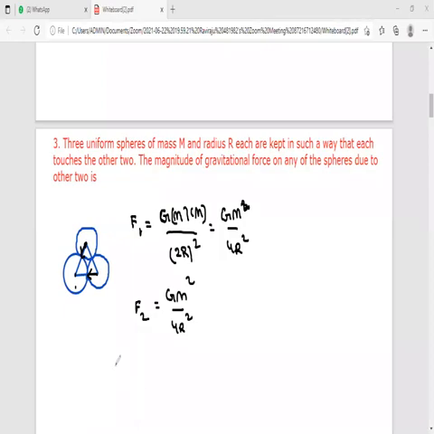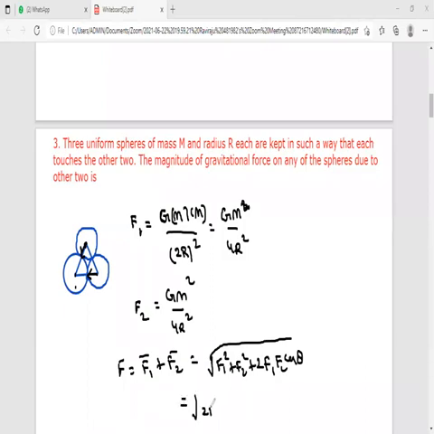Of course, since force is a vector, we cannot directly add them to take the sum. The resultant force F is nothing but F1 vector plus F2 vector. That means root over F1 square plus F2 square plus 2 F1 F2 cos theta. Of course, both the magnitudes are the same only, no? Since both the magnitudes are the same, we can write here root over F square plus F square, 2F square, plus 2 into F1 and F2 is F square only, into cos theta.